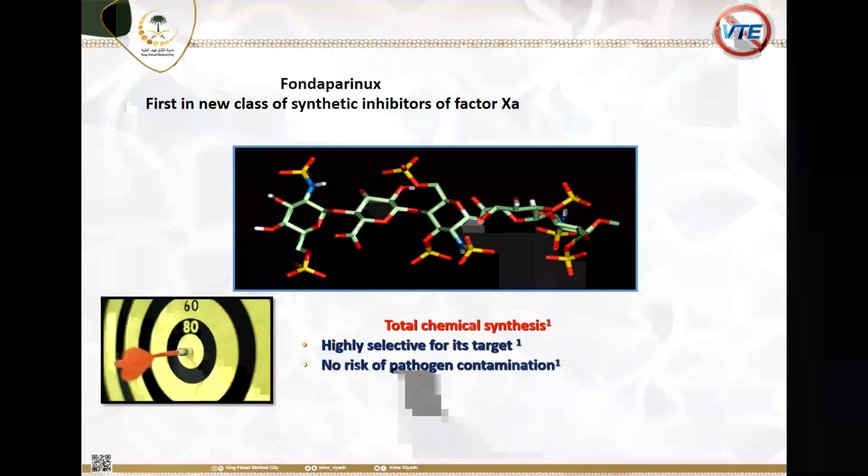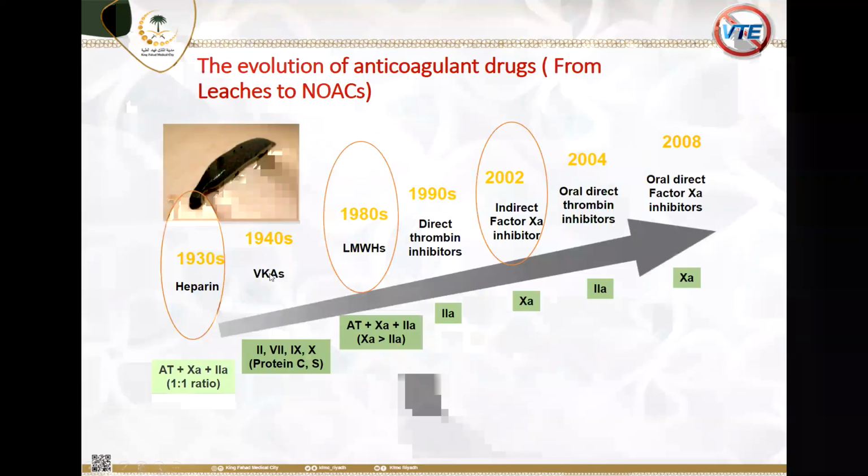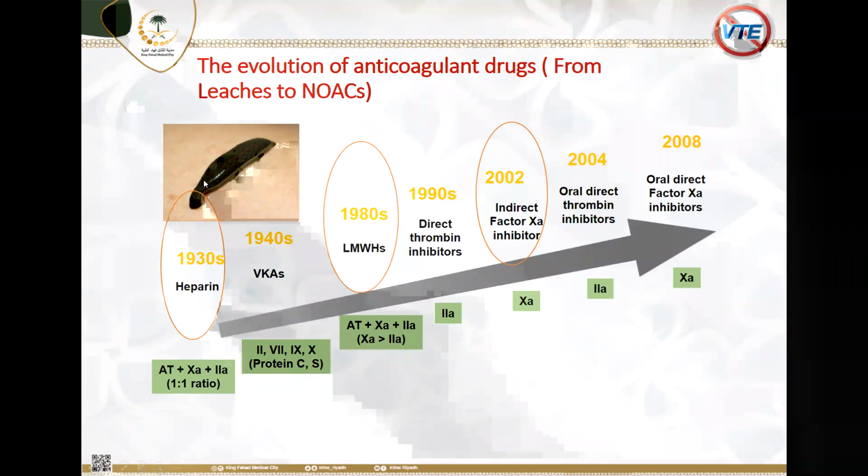So it is approved for VTE prophylaxis like unfractionated heparin, like low molecular weight heparin, like enoxaparin, and we have another option, fondaparinux. This is first in its class, highly selective for its target, with no risk of pathogen contamination. And remember that the evolution of anticoagulant drugs started a long time ago. The leech has saliva, and the saliva of the leech has what we call hirudin, which is one of the direct thrombin inhibitors. This is the first anticoagulant discovered, before Christ, BC. This is a long time ago.